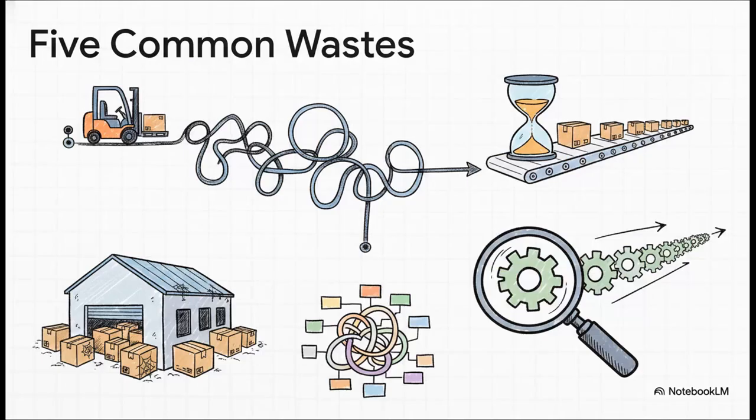Get rid of them. So what does this waste actually look like in the real world? Well, it's often things like moving materials around when you don't need to, or just waiting for the next step in a process, or storing tons of extra inventory. Even something like final inspection is considered waste. I mean, think about it. The goal shouldn't be to catch mistakes, it should be to not make them in the first place.